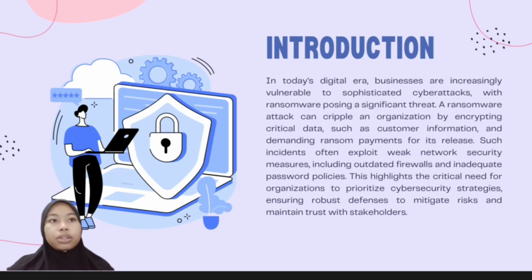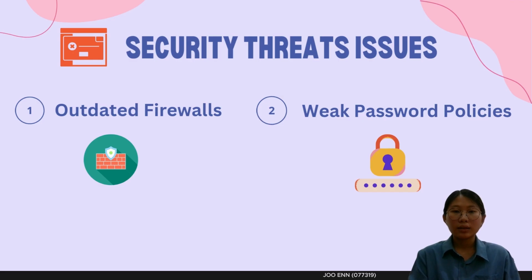This highlights the critical need for organizations to prioritize cybersecurity strategies, ensuring robust defense to mitigate risk and maintain trust with stakeholders. And now I would like to discuss the security threat issues. There are two security threat issues, which are outdated firewalls and also weak password policy.